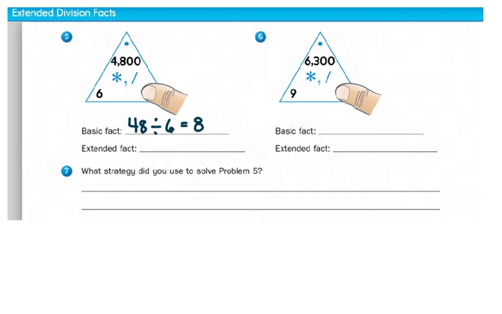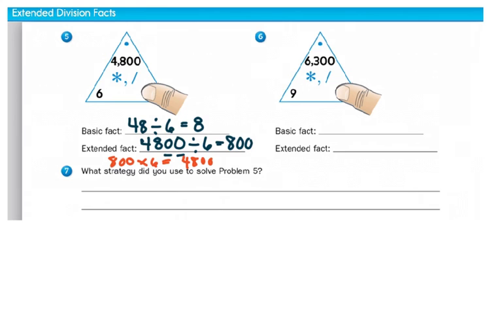Let's go ahead and extend 48 to 4,800 divided by 6. Well, 48 divided by 6 is 8. We add 2 zeros on the end. So let's just check and see if this makes sense. Let's do the opposite. 800 times 6. Does that equal 8 times 6 is 48 with 2 zeros behind it?